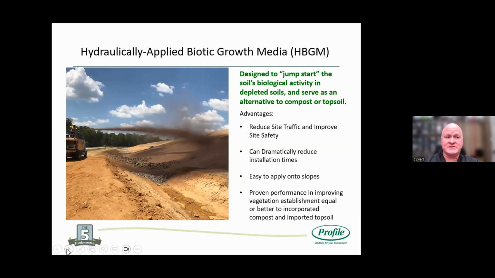Again, the big plus is that this can be sprayed in. You can cover large areas with it. It reduces the amount of truckloads of topsoil or compost that need to be brought in. And again, I am aware that in certain states there are requirements to put compost in. I don't have an issue or problem with that. Obviously, you have to follow whatever the state guidelines are in the state that you're in.